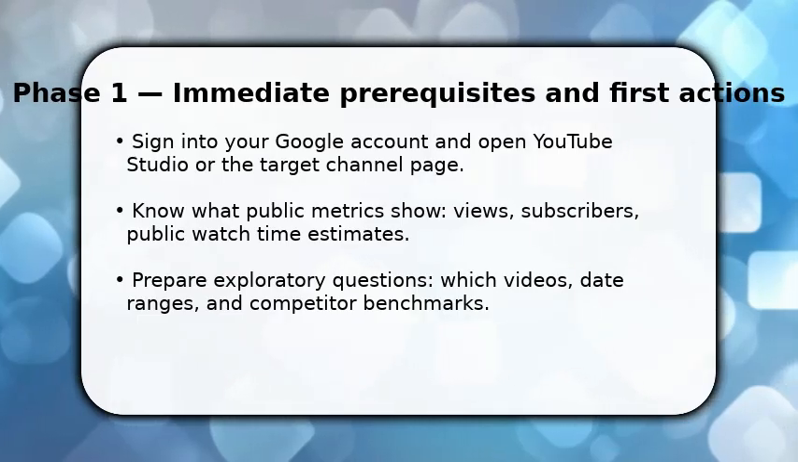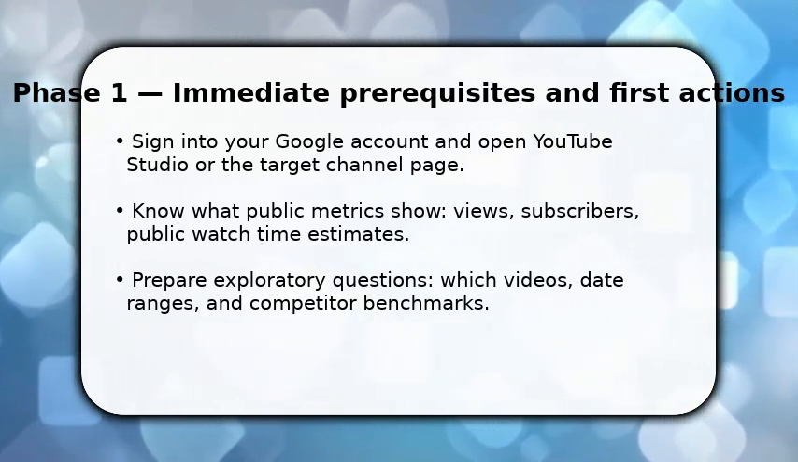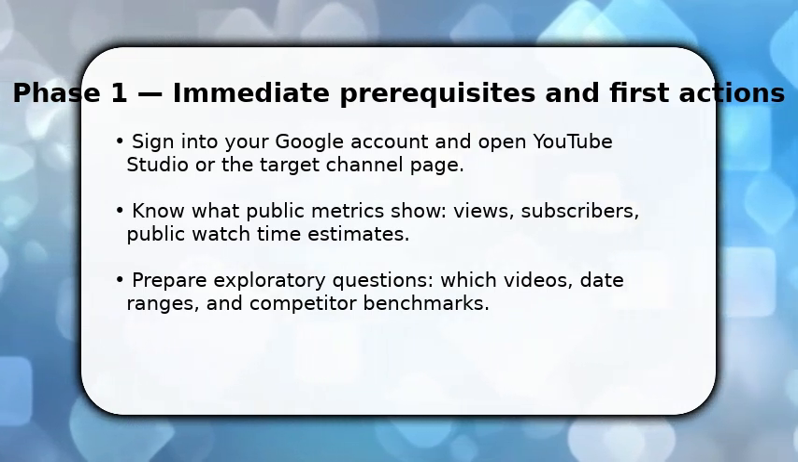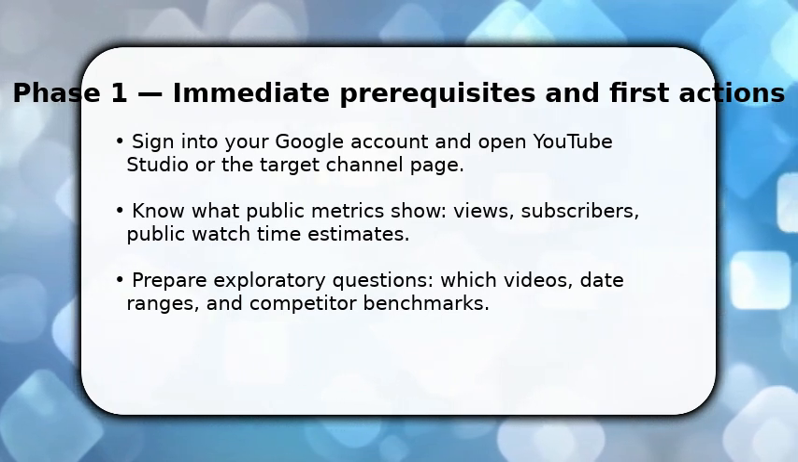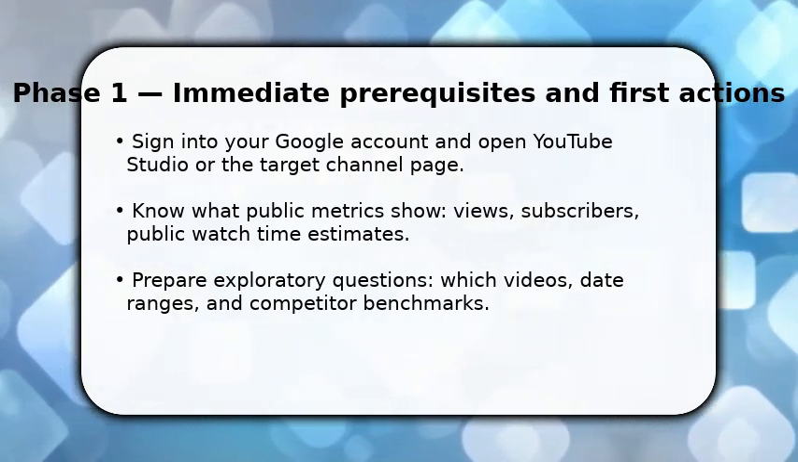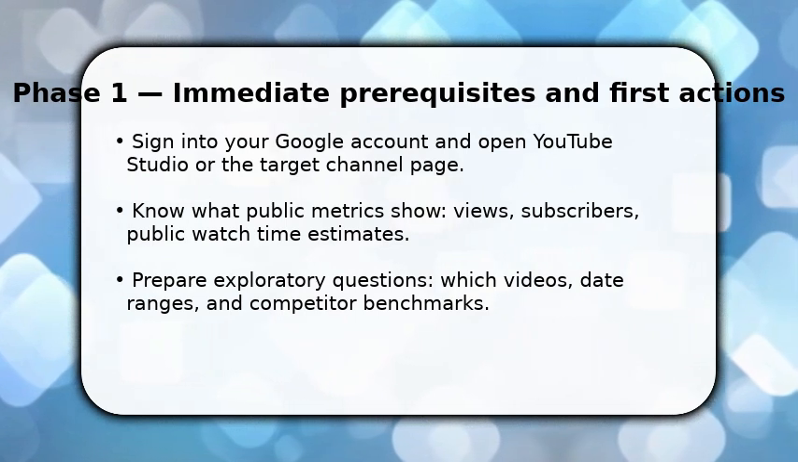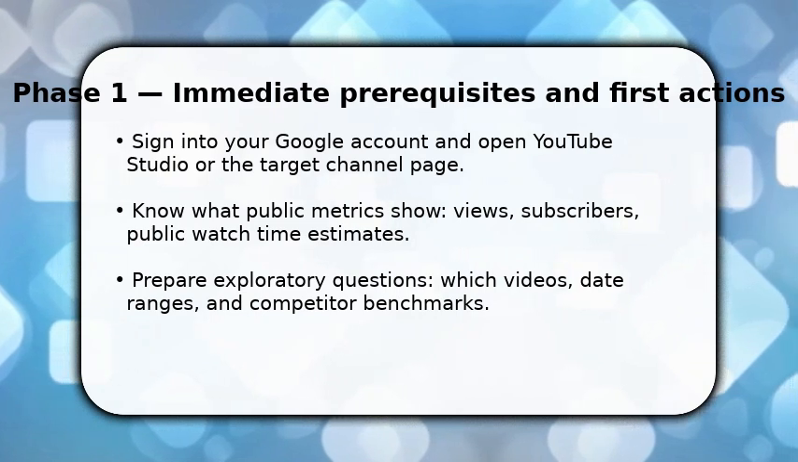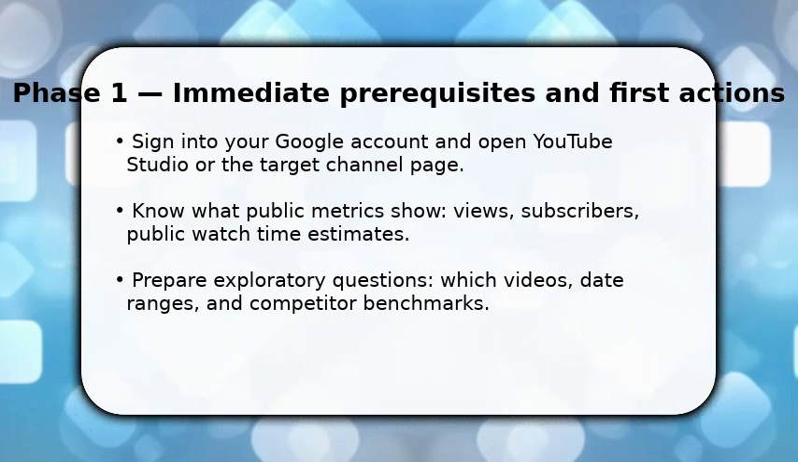You must begin with the accounts and goals clear. Sign into YouTube and open the other channel's public page or YouTube Studio if you manage it. You can immediately read public metrics like views and subscriber counts. These reveal high-level trends. Once done, decide which videos and what date range matter to you, last 30 days, 90 days, or lifetime, because the steps that follow depend on that scope. Make sure to note spikes or recent uploads before deeper analysis.